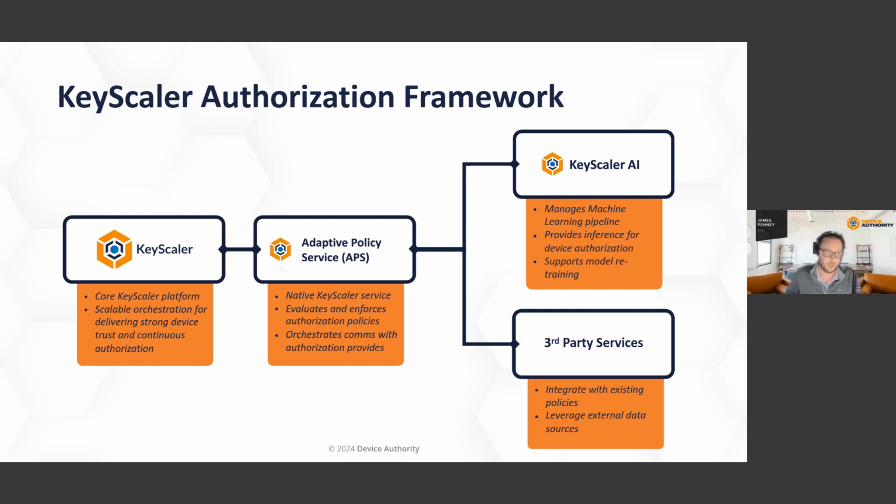yeah, okay, KeyScaler AI says that device is good, but maybe there's an SBOM integration, which I do believe we actually have as part of the KeyScaler service too, that says you're running the wrong software version. You're not running the same version that was shipped with your device, and you're not running the expected version of that software. So actually, while you are a legitimate device, your software stack is not good. And those things will come together and are provided through that adaptive policy service, or the APS, which is natively part of KeyScaler.